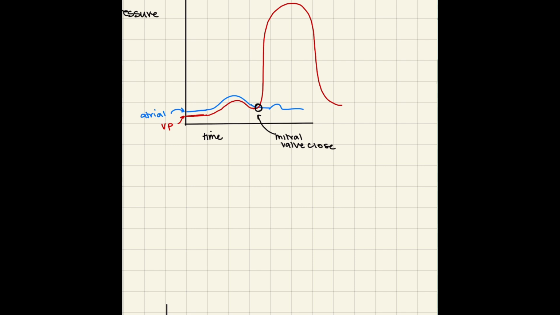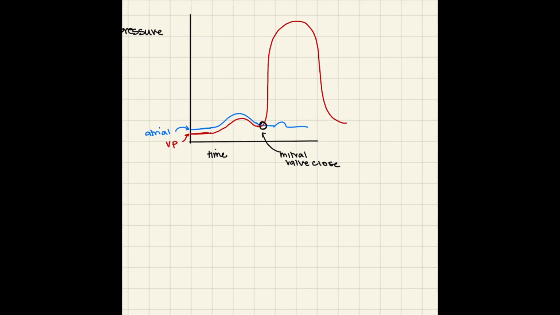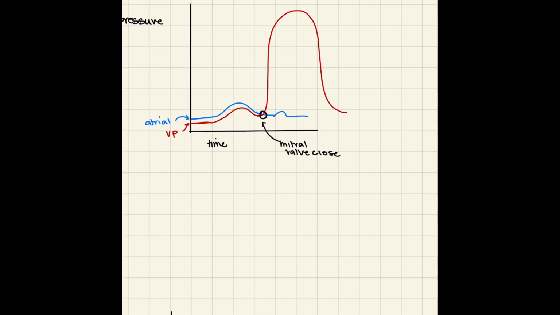This bump right here that's in the atrial pressure is caused by blood flowing back onto the valve or expanding the atria. It's called a refractory wave. It just basically is caused because the blood is rushing, opposing the momentum. Then there's another pressure that is important.